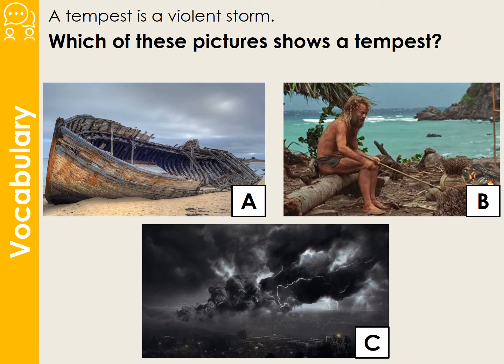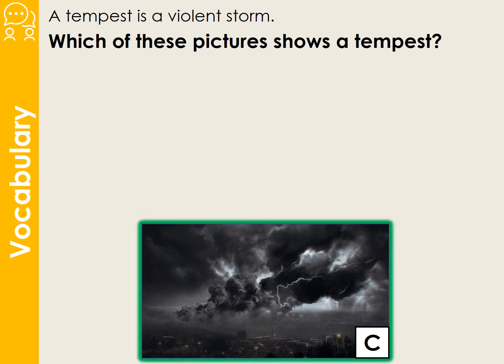Okay, obviously it's C. So A and B, they are showing perhaps a tempest that has already occurred. But C is the answer because that is the storm happening. Okay, that is the tempest. We're looking there at a tempest. We're looking at a storm.